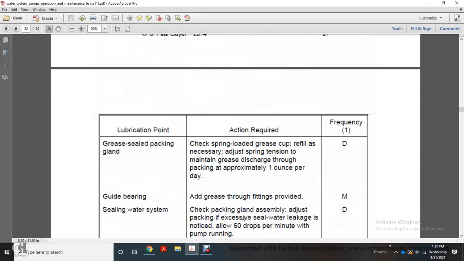Grease seal packing gland grease. Check the spring-loaded grease cup and refill as necessary. Adjust the spring tension. Maintain grease discharge through the packing, approximately 1 ounce per day. For the guide bearing, add grease through the pipe fittings monthly.